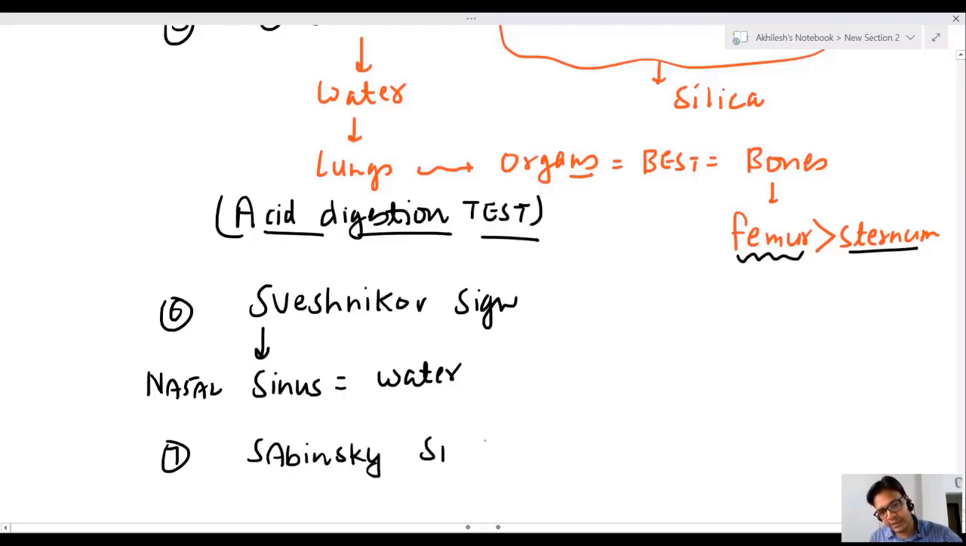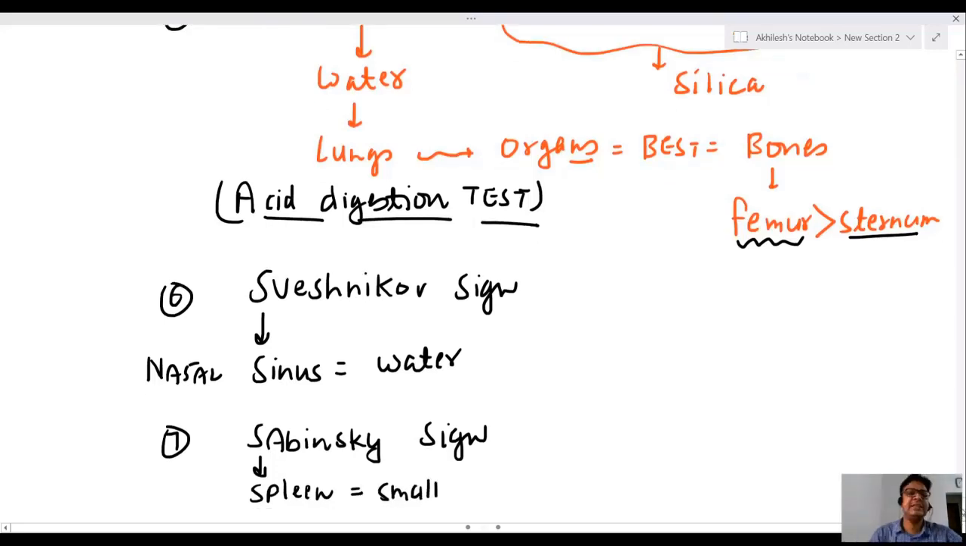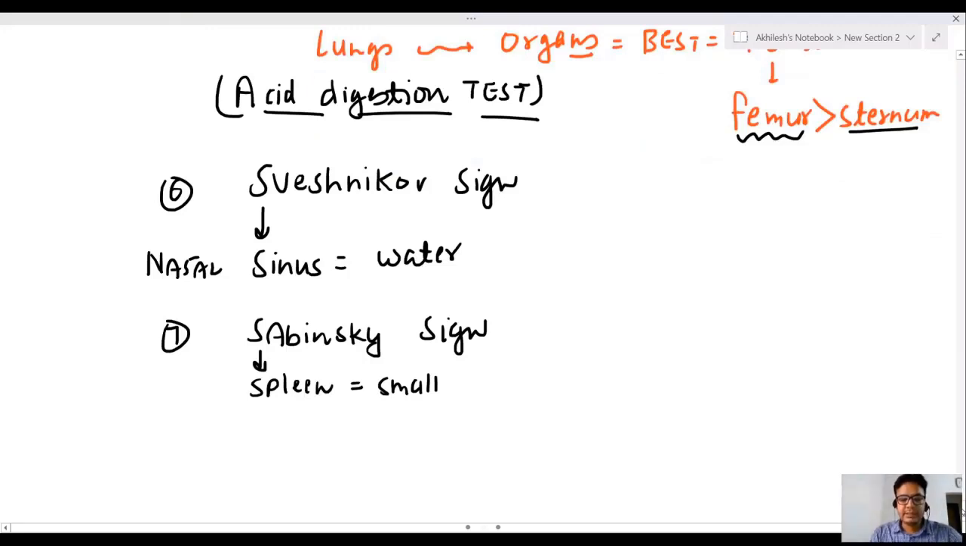Sabinsky sign. Now, what is a trick to remember? S for Sabinsky, S for small spleen. Spleen size becomes small after drowning. This is known as Sabinsky sign. Eighth is Sehert sign.